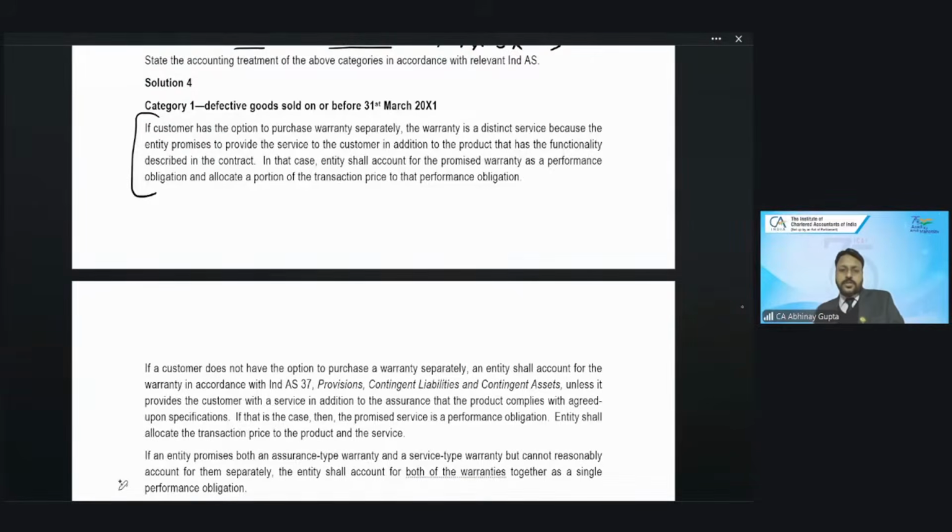But if the customer does not have the option to purchase the warranty separately, an entity shall account for the warranty in accordance with Ind AS 37. Right? So either it will be governed by Ind AS 115 if it is separately saleable, or if it is not separately saleable, then it will be governed by Ind AS 37. And under Ind AS 37, how will it be calculated? Basis the past data, how many items have a minor defect, how many have a major defect, how many have no defect, pro rata allocation, and then we will come up with the provision amount, right? And accordingly, the provision will be recorded, right?